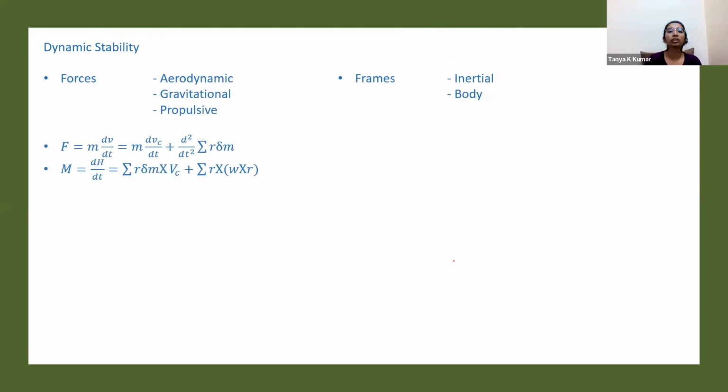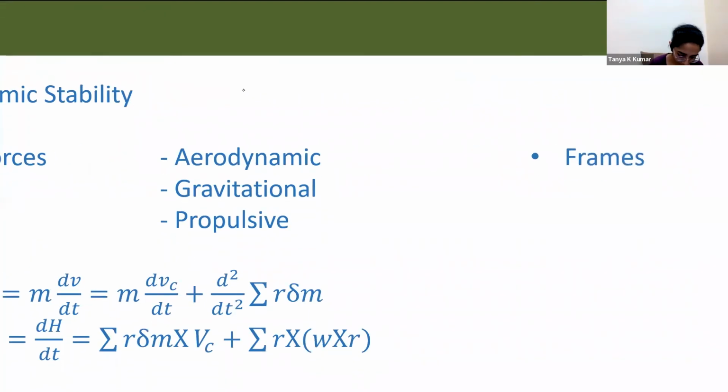Okay. Now, what are the forces that come into play when we consider dynamic stability? The forces that act on an aircraft are aerodynamic, gravitational, and propulsive. Aerodynamic are what? Your lift, drag. Propulsive is thrust. Gravitational force is the mg, the weight that acts on the aircraft. For our case, we consider the gravity g to be constant because our analysis is for a short period of time.